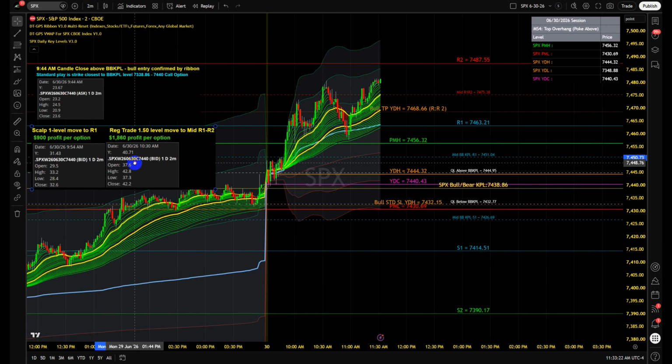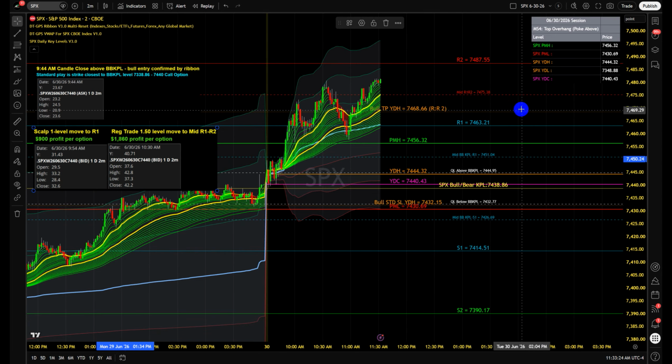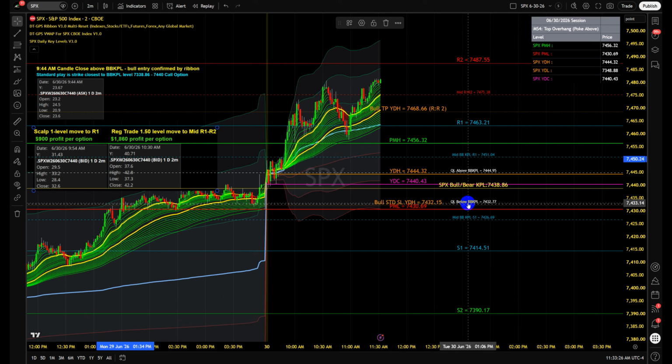Okay, so now let's take a look at the stop losses again. So on main key levels, bull bear KPL or R1 through R6 or S1 through S6, if you're taking bullish trades off of any of those levels, the QL below is your tight stop loss. The midpoint below, the first one, is your standard stop loss.